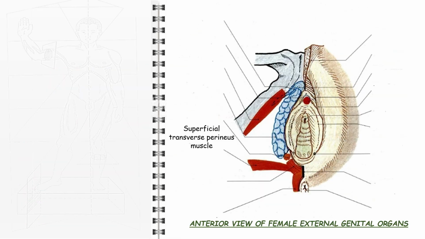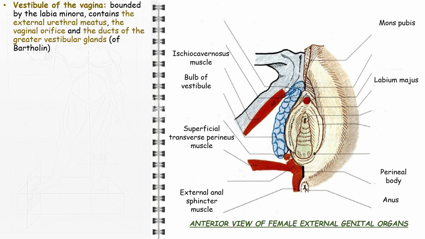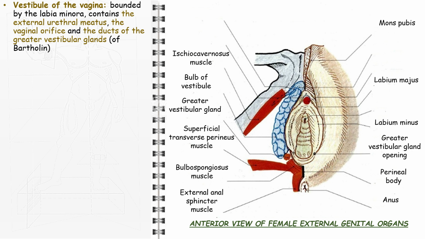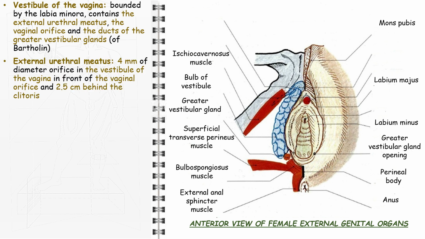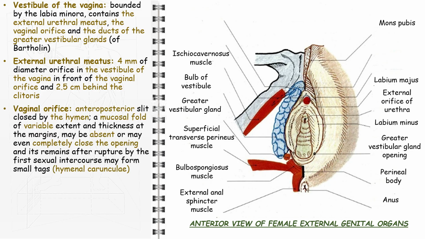The vestibule of the vagina is a 7 cm deep space bounded by the labia minora and contains the external urethral meatus, the vaginal orifice and the ducts of the greater vestibular glands of Bartholin. The external urethral meatus is a 4 mm diameter triangular orifice in the vestibule of the vagina in front of the vaginal orifice and 2.5 cm behind the clitoris. On each side at 5 and 7 o'clock opens the ostium of the paraurethral glands, Skene's glands. The vaginal orifice is an anteroposterior slit 13 cm from the S1 vertebra, closed by the hymen.